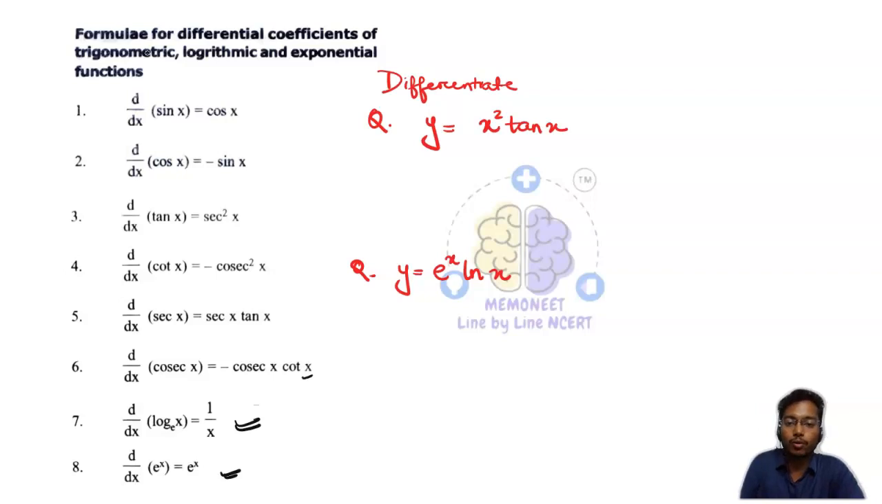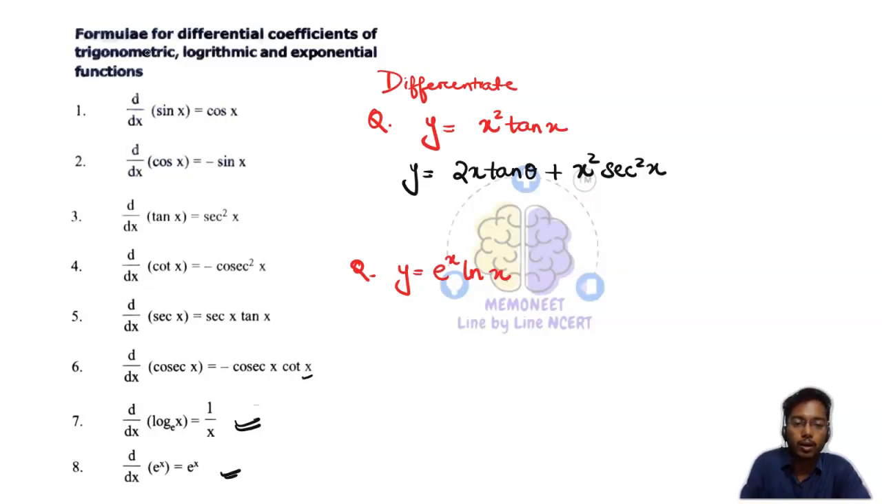Let's say we have the question here, y is equal to x square tan x. So we will apply the product rule. First, tan x will be used as constant and x square as variable. If we differentiate it, 2x tan x plus, then x square will be constant and tan x will be variable. What is the differentiation of tan x? That is sec square x. So x square sec square x. Okay, so this is our answer for this question.